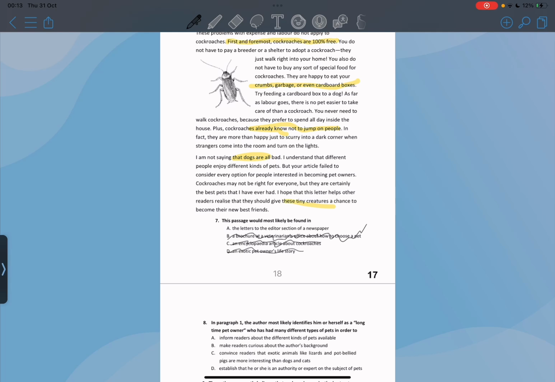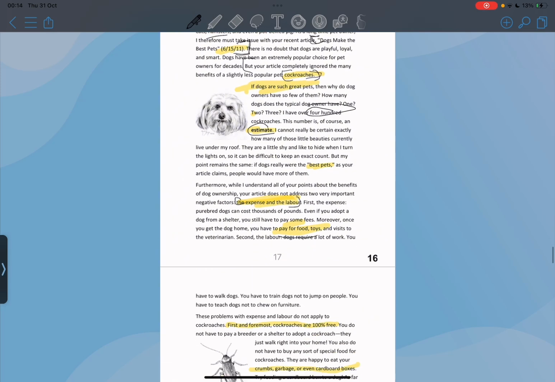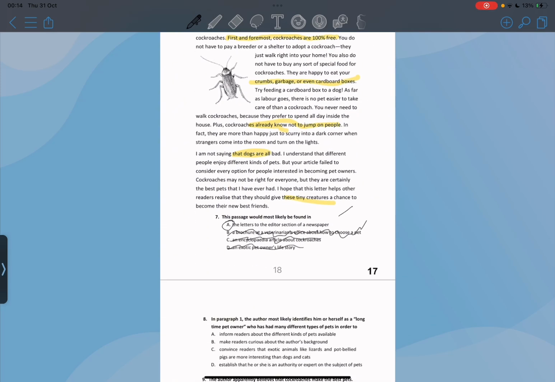Now, it says a letter to the editor section of a newspaper. Why is it this option? Because if you look, this is someone who is responding to an article. They read this article, and he's responding to whoever wrote it. So what's probably happening is there's a newspaper with a section where you're allowed to respond to an article and send it a letter, and this is probably what's happened. So it's in the letters to the editor section, option A.